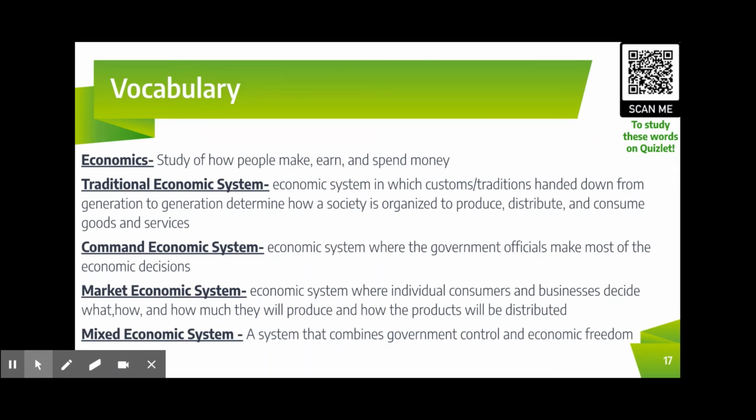Vocabulary review. In the top right-hand part of your screen, you can scan that QR code to study those words on Quizlet. You can open the camera up on your phone or tablet, scan that picture, and it'll automatically open the Quizlet.